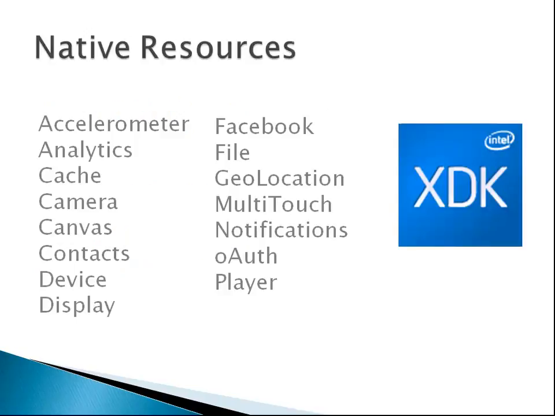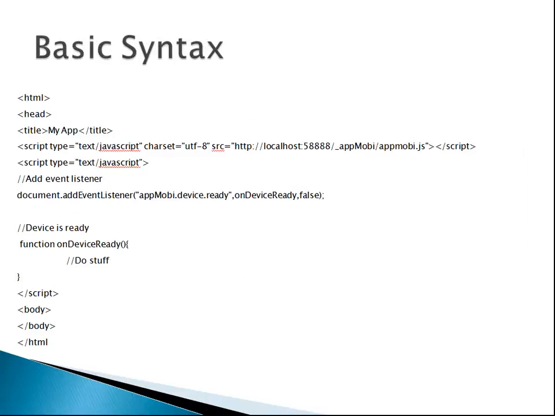Native resources. We can pretty much access what PhoneGap could access: accelerometer, analytics, cache, camera, canvas, contacts, device, display, Facebook, which is something we haven't looked into yet, file, geolocation, multi-touch, notifications, OAuth authentication, and the player. We're not going to get into all of these, but I'll try to squeeze some of them in.